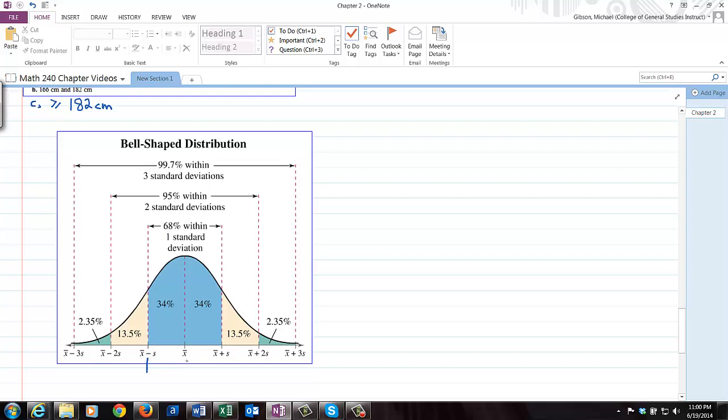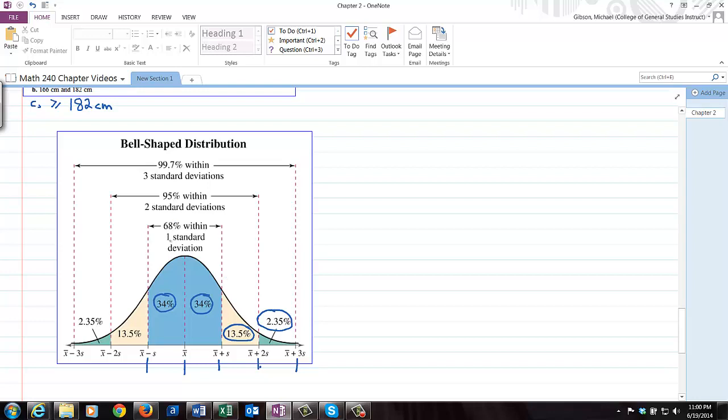between 1 standard deviation below the mean and the mean, 34% of the data is in there. Between the mean and 1 standard deviation above, they're using S for the standard deviation, 34%. Between 1 standard deviation above and 2 standard deviations above, another 13.5%. You see how this is going? Between 2 standard deviations above and 3 standard deviations above, another 2.35% of the data.